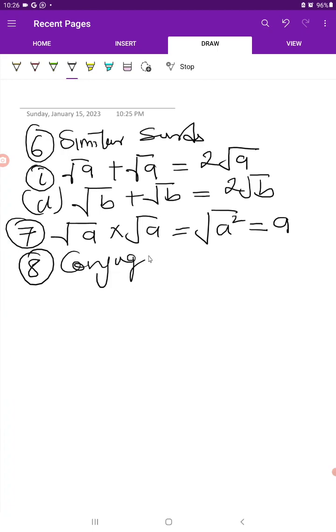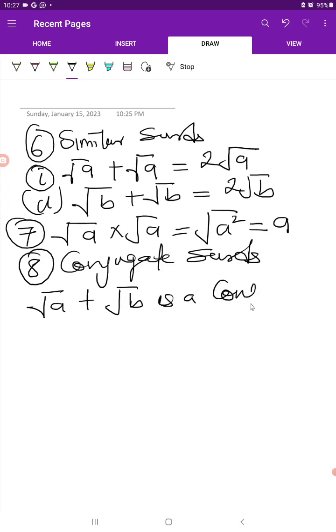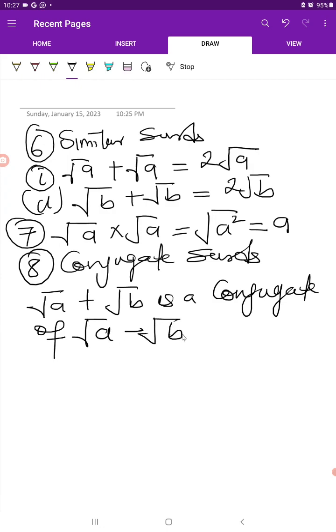Under the rules, we call it a conjugate surd. We have root A plus root B as a conjugate of root A minus root B.